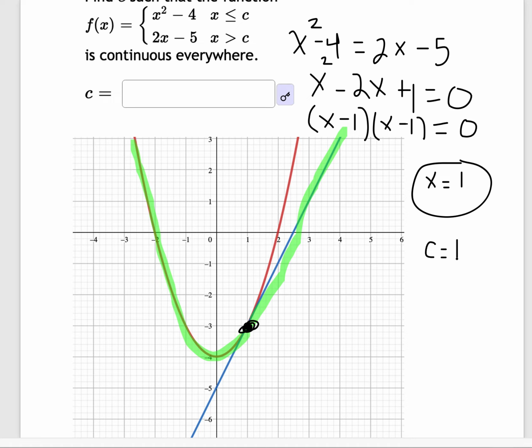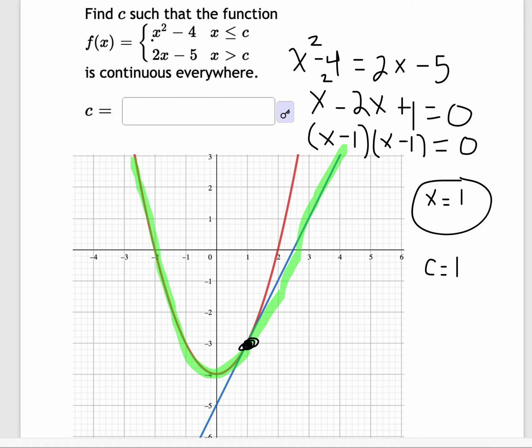So the highlighted function that I have in green here would be if we graphed the piecewise function x squared minus 4 where x is less than or equal to 1. So now we're going to let c be 1. And if I graph the second piece, 2x minus 5, where x is greater than 1, that would be this highlighted green function. And because we know that they meet up, the value of that function exists, we know that that value of c would need to be 1 in order to make this piecewise function continuous.